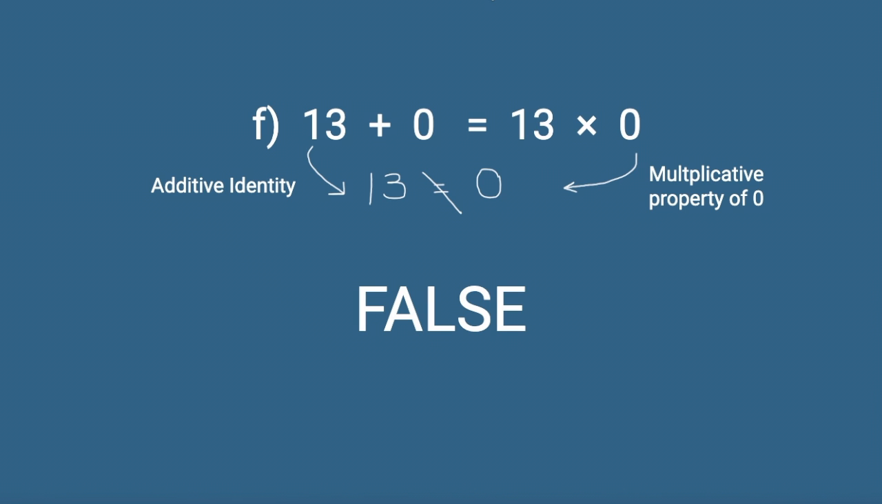Okay, this one's going to be false. 13 plus 0 equals 13 times 0 is not true. Okay, so 13 plus 0, because of the additive identity, we'll get 13. 13 times 0, because of the multiplicative property of 0, would get 0. And 13 does not equal 0. False.